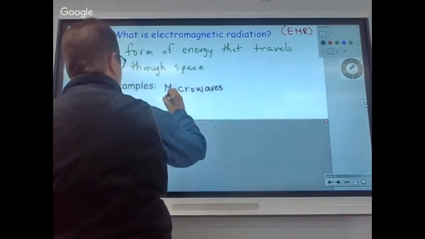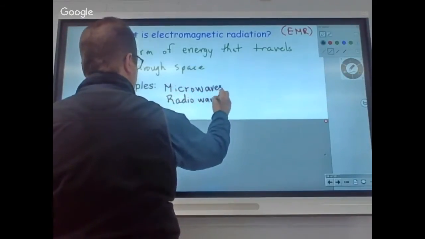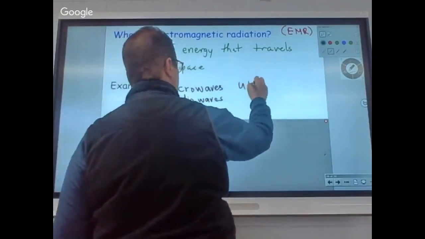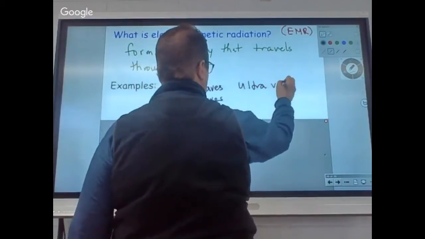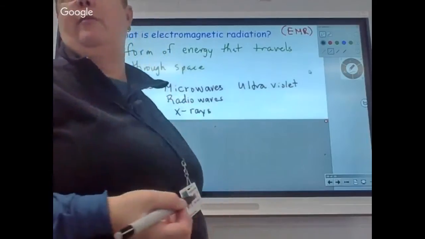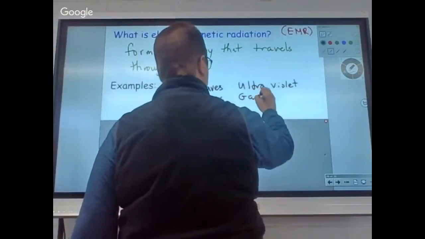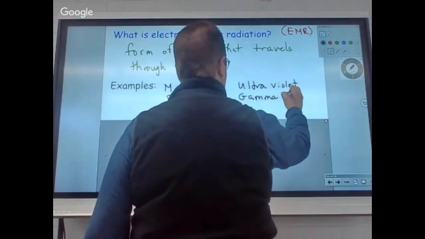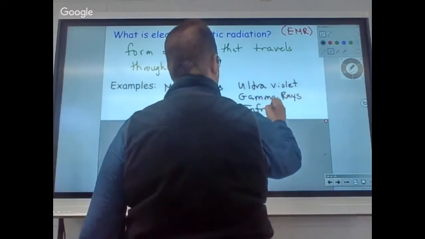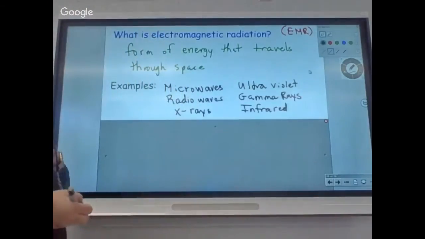I heard radio waves. X-ray. All right, I heard ultraviolet. I didn't hear anything beyond that. I was too busy writing. What? Gamma rays. What did you say, Alize? Infrared. All right, so ultraviolet, gamma rays, infrared.